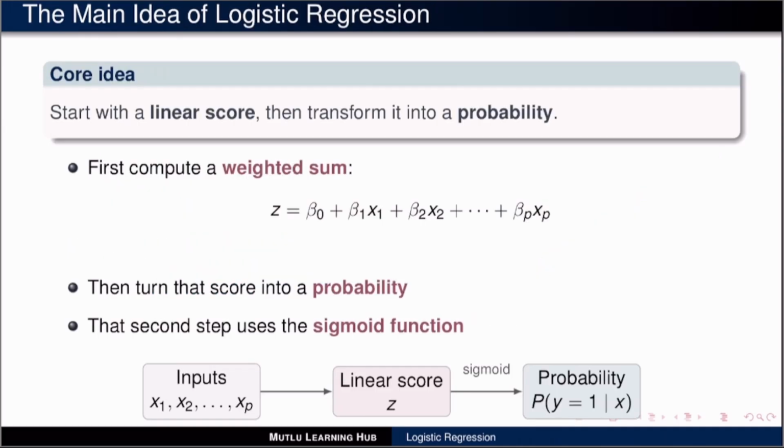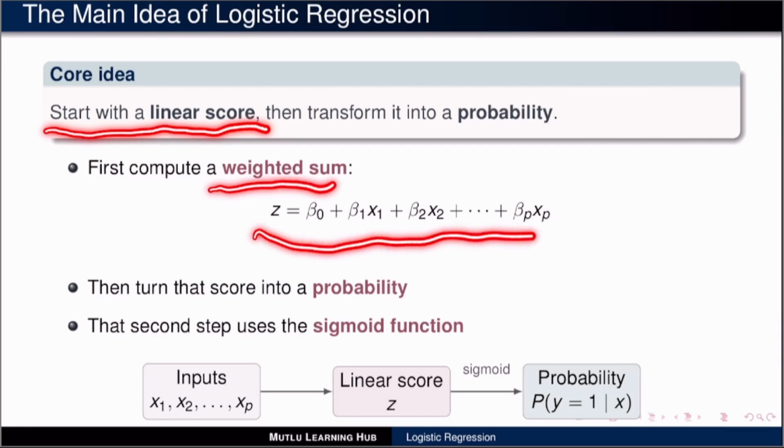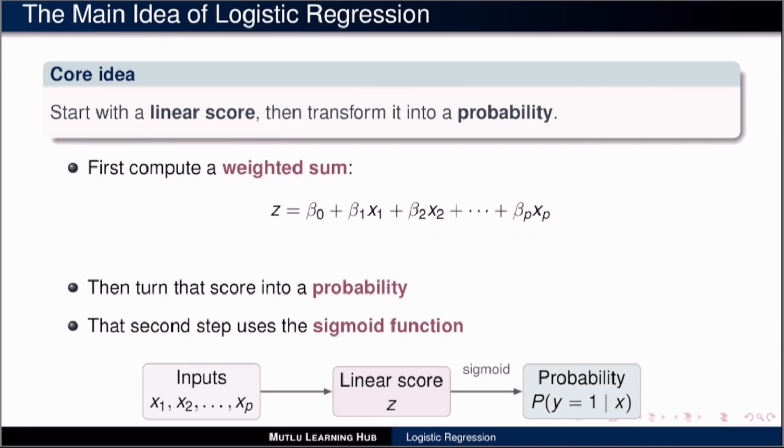The idea is actually very elegant. First, we compute a linear score, just like in linear regression, a weighted sum of the inputs. Then we pass that score through a function that turns it into a probability. That function is called the sigmoid. So, input, score, and then probability.